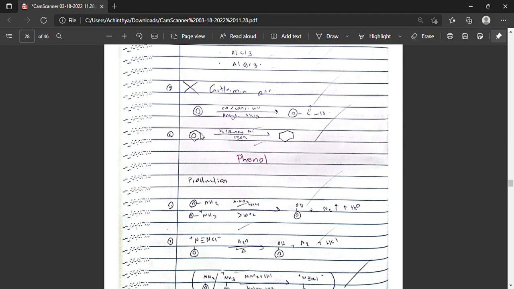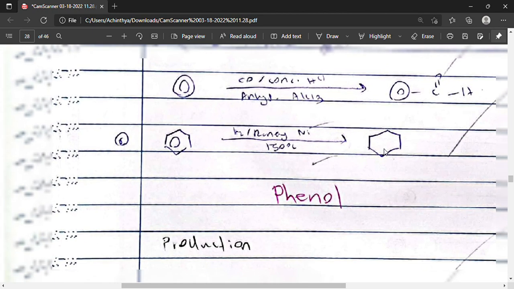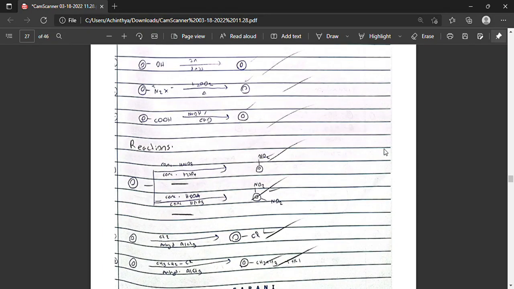And here is a reaction that we can do to benzene. We can add H2 with Raney nickel at 150 Celsius, and this is how we catalytically hydrogenate the benzene into cyclohexane. Yeah, and this is the chemistry of benzene.